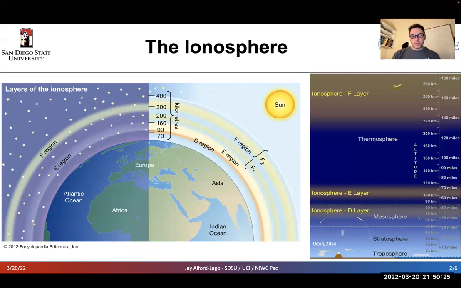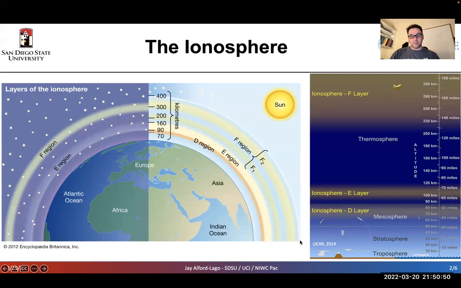So the ionosphere is a region of Earth's atmosphere that ranges from roughly 60 to 1,000 kilometers above Earth's surface, and it's the result of extreme ultraviolet and X-rays from the sun that produces layers of ionized atoms and molecules. As a result, there's a strong diurnal component to the ionosphere with a characteristic nighttime and daytime structure.